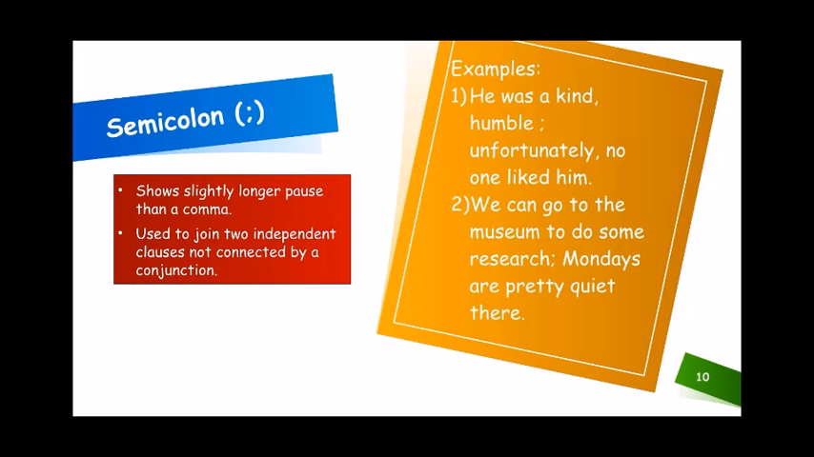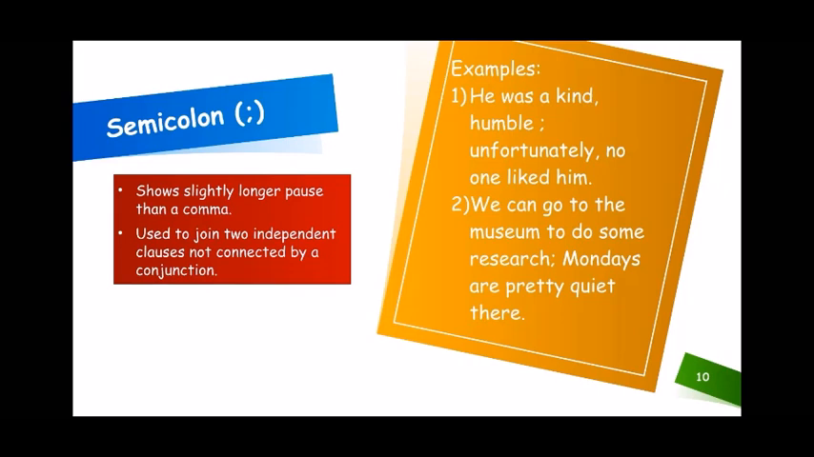Semicolon. It shows a slightly longer pause than a comma. It is used to join two independent clauses not connected by a conjunction. So let us look at the examples and try to understand where semicolon is used. He was kind and humble; unfortunately, no one liked him. Second example, we can go to the museum to do some research; Mondays are pretty quiet there.